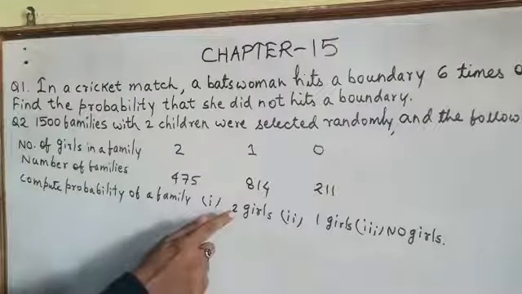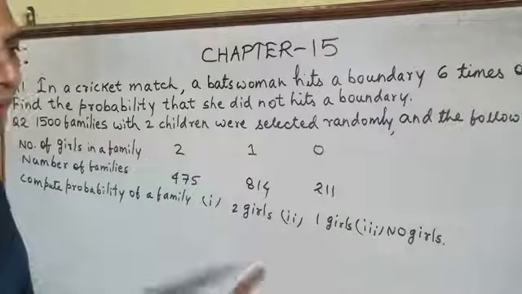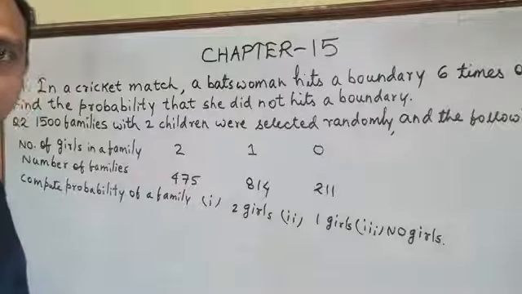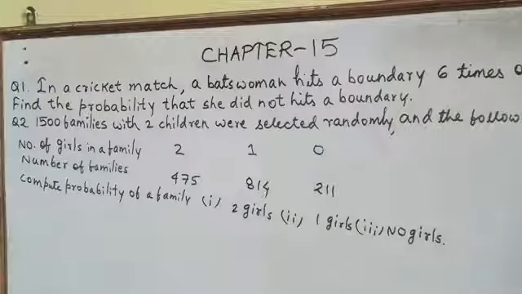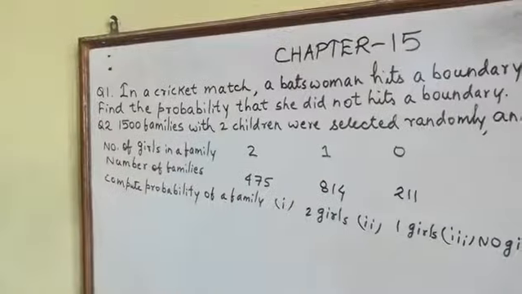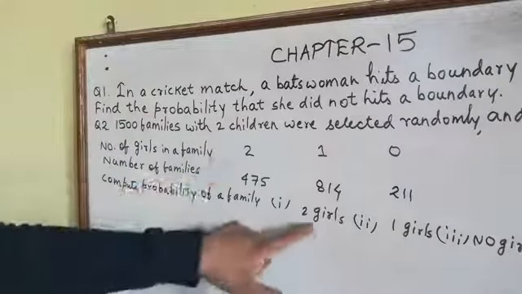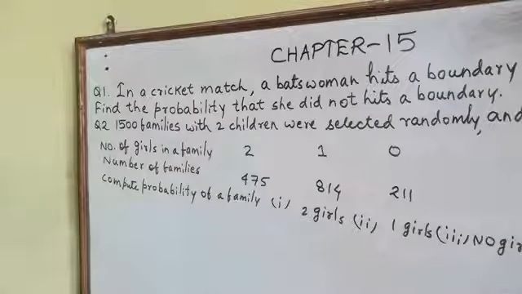What will be the probability of the families having 2 girls? What is the probability of the families having 1 girl? And what is the probability of the families having no girls? This probability we are supposed to find. So again we use the same steps as in the previous questions. You can see how many families there are: 1500. So 1500 will be the total number of outcomes. Then it is asked to find the probability of 2 girls, 1 girl and no girls. So we will write the steps to solve these questions.